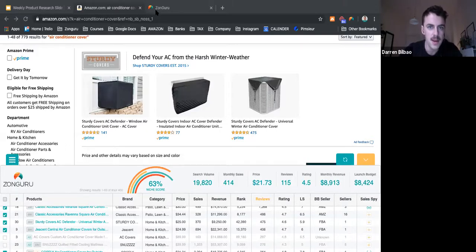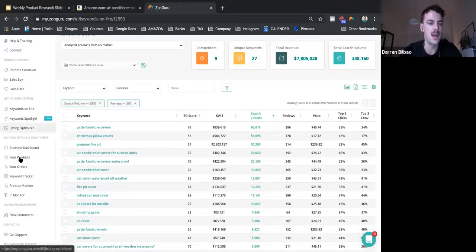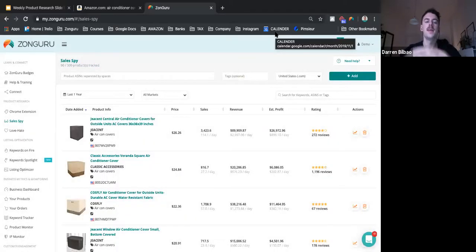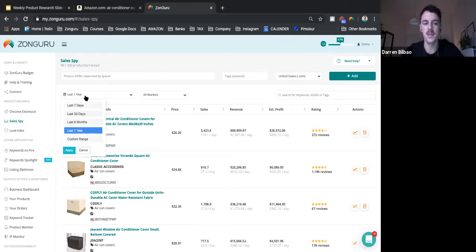So we are going to head back over to Zonguru now and check out the SalesBuy. SalesBuy is our tracking tool that can track a product over a certain period of time. I always have my time frame set to the last 1 year. You can change it to 7 days, 30 days, or 6 months, and if I change this to 30 days, watch the revenue numbers, because they'll change. It's the average revenue of this product in the last 30 days or the last 1 year.